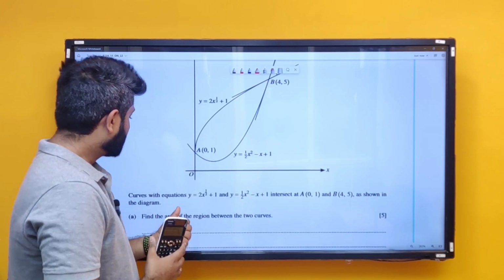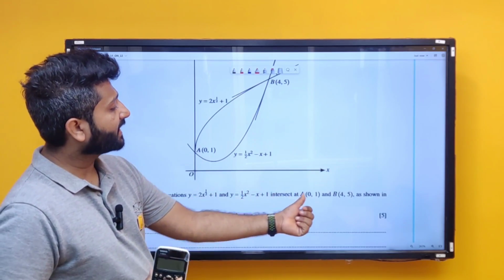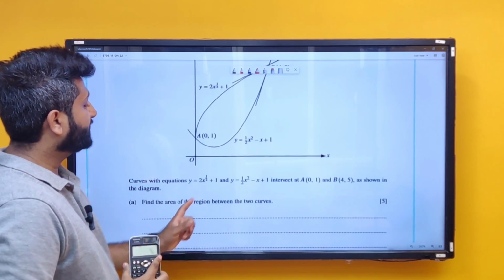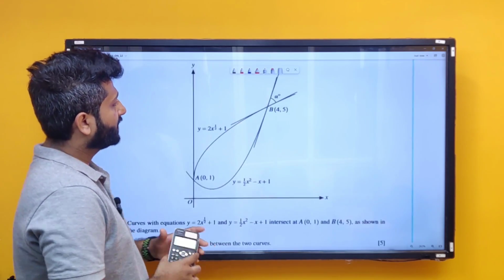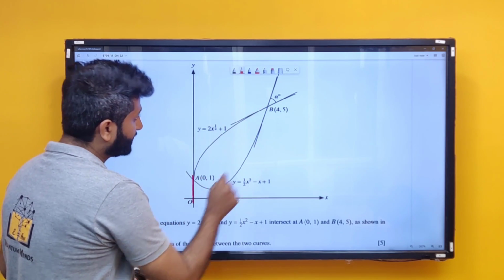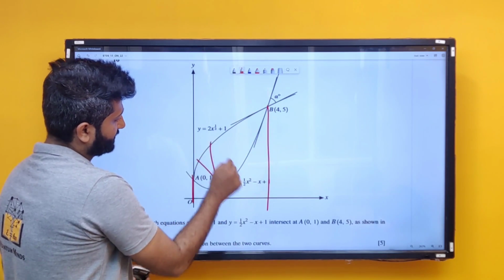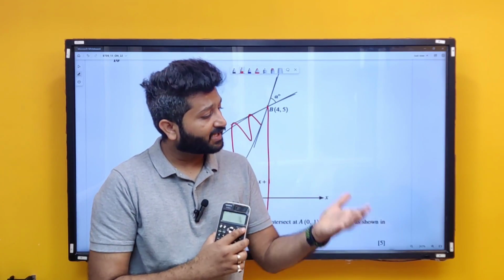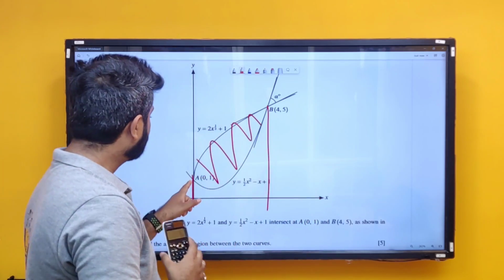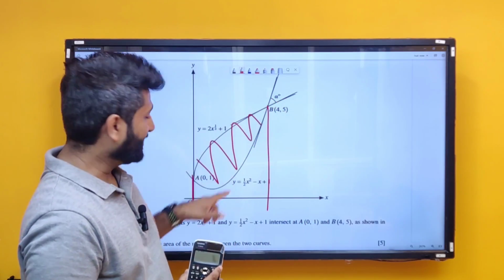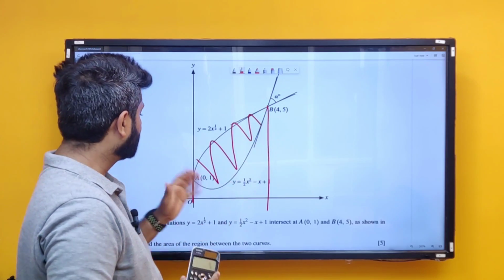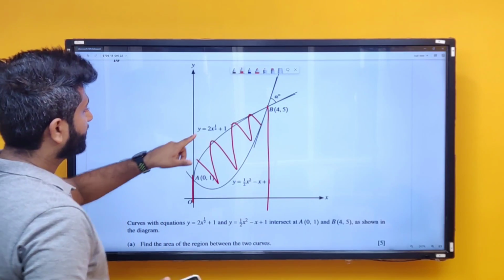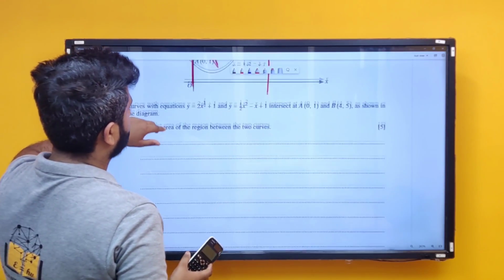Okay. Next question. The curves with this equation, this and this, intersect at points 0, 1 and 4, 5. Find the area of the region between the two curves. So area of the region between the two curves, which means I am supposed to find this region. So guys, this is the area. Area under the curve we can find by using integration. So if I integrate the upper curve minus the integration of the lower curve using the limits of 0 and 4, we'll get the answer, right? So the upper curve is 2x power half plus 1.